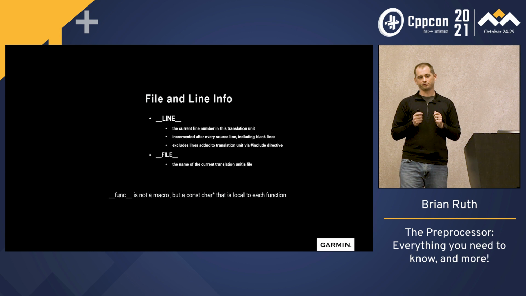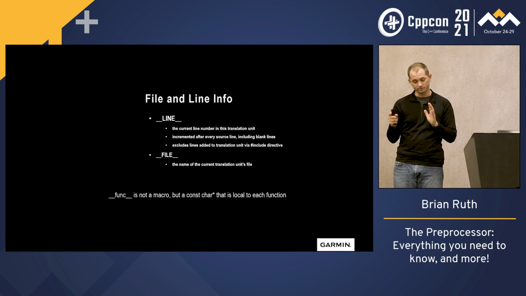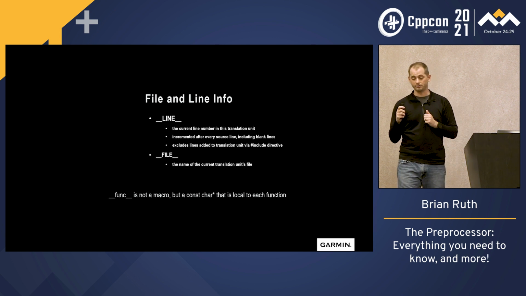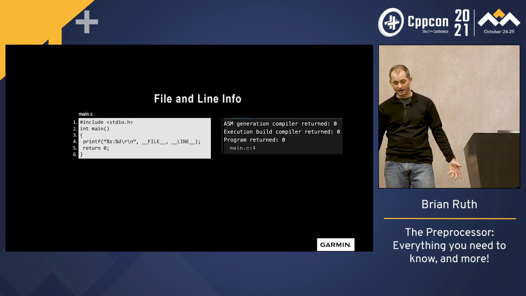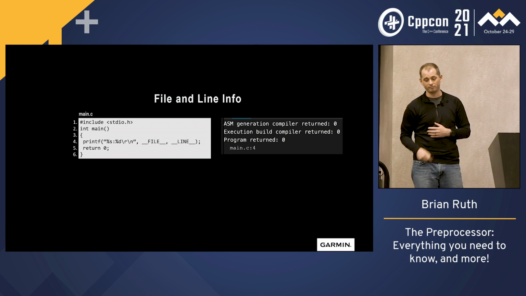There's also this double underscore func. It is not a macro. It's a kind of hidden constant character array that's local to each function. So that is actually handled by your compiler. So file and line info, pretty straightforward here. We've got our file and line. It's going to print out main.c:4.